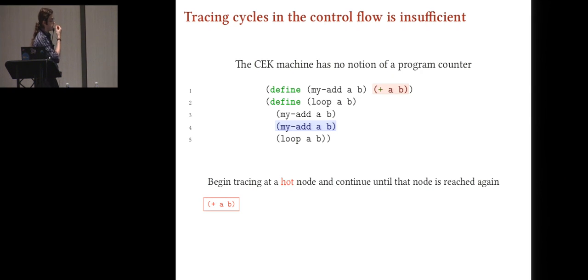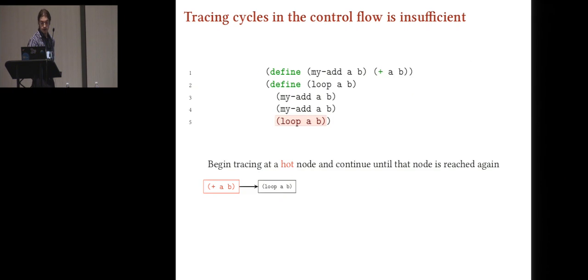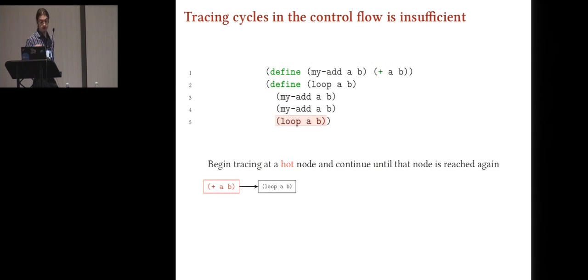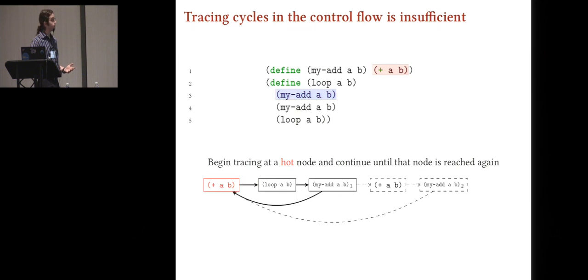So we record the addition operation. We'll then return, or I should back up and say, this is assuming we're already in the second invocation of myAdd here. So after recording the addition operation, we return into the body of loop. So we'll end up at the recursive call site. We follow that back to the top, to the first invocation of myAdd, which we'll step into. And we finally get back to the addition node, which initiated tracing. So we've found what appears to be a loop.